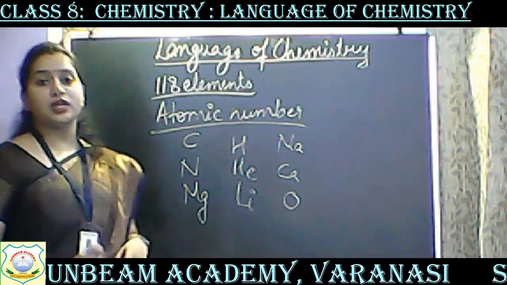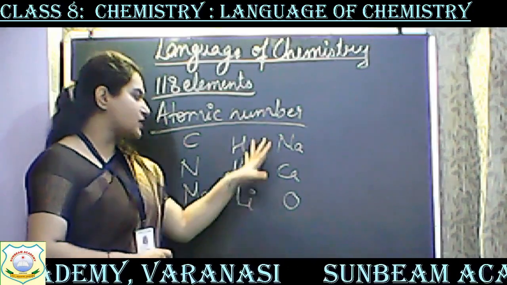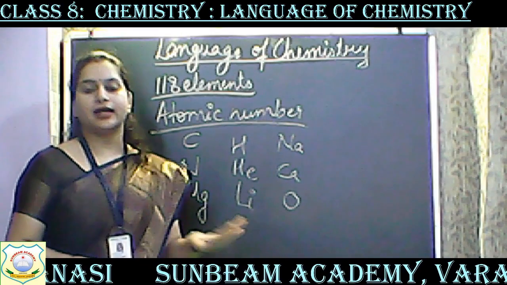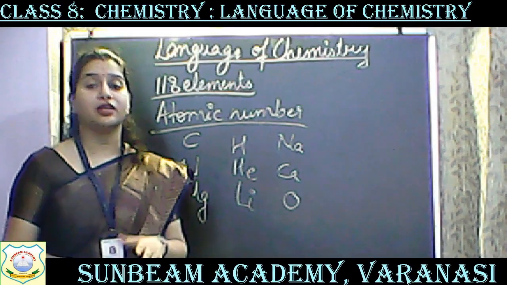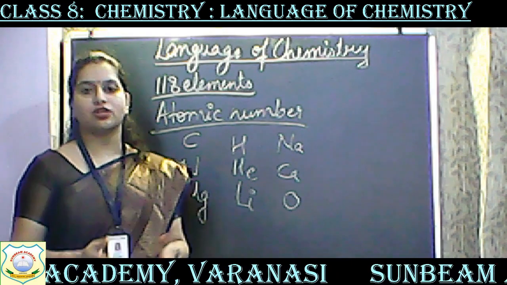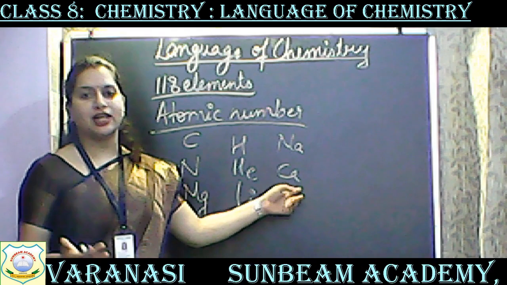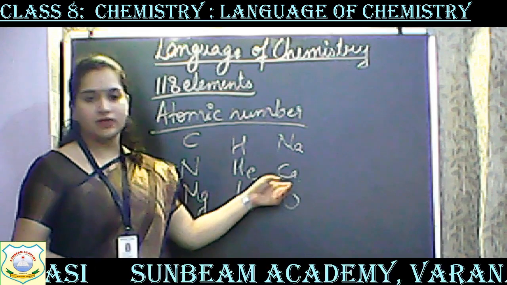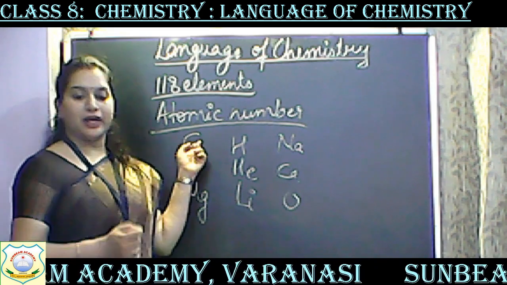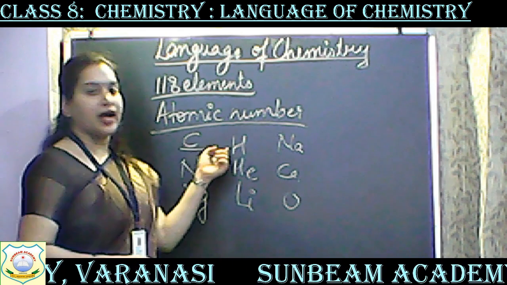Alright. So this we have studied in the previous class, how these naming is done, how these symbols are given. So we have studied that the symbols are given first by the initial alphabets of their names, like calcium, Ca. So the spelling of calcium starts with Ca, so the symbol Ca is given. Same with carbon. The carbon spelling starts with C, so the symbol C is given. Same with hydrogen and helium.